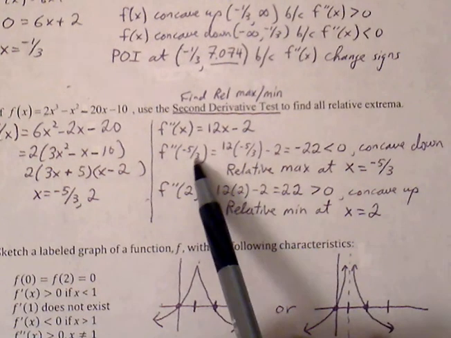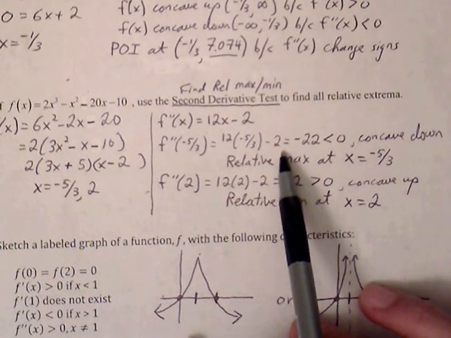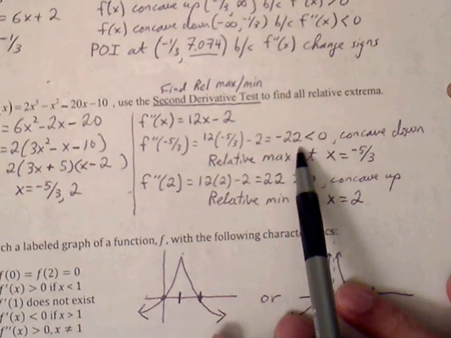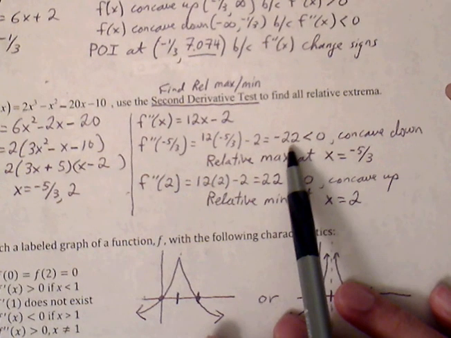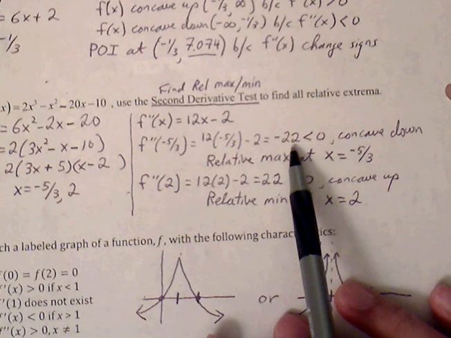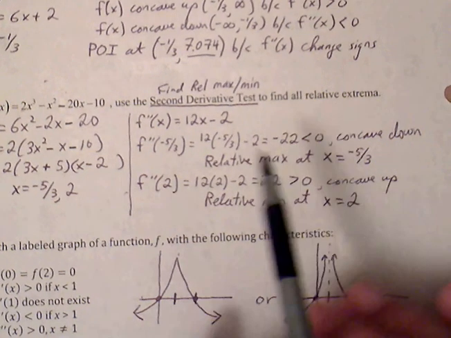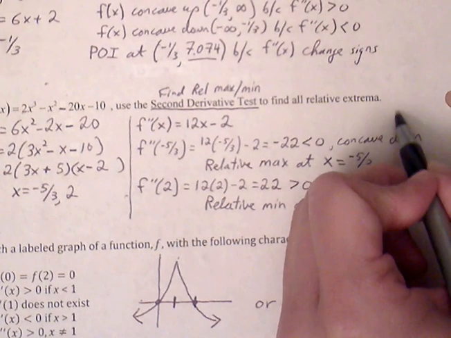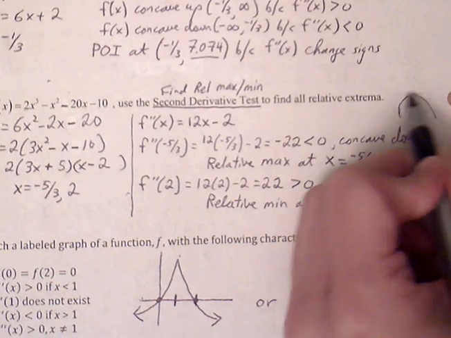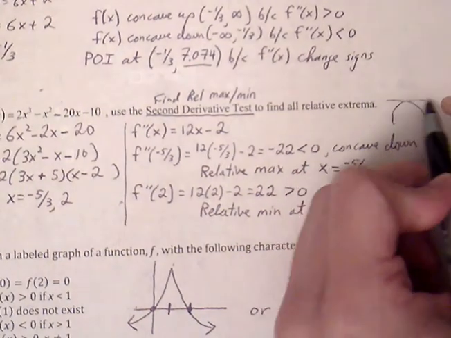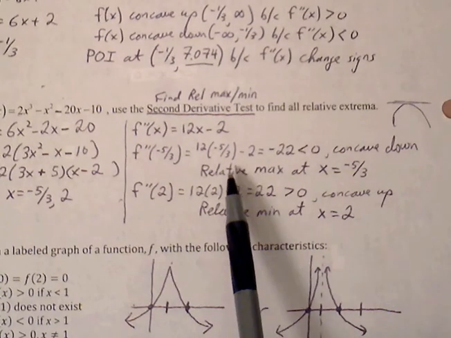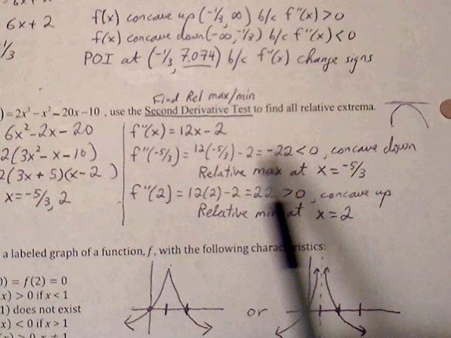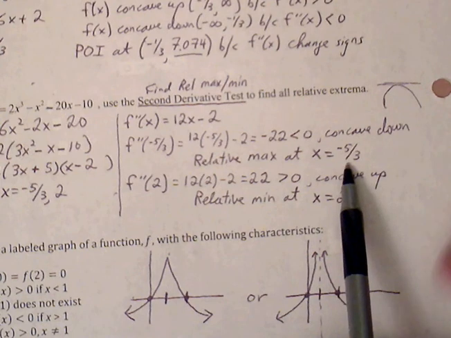So negative 5/3, we plug that in first, and we'll get negative 22. Now, negative 22 means that this portion of the graph is where the graph is concave down. So if you have a slope that is 0 as well as part of a concave down graph, then you're going to be expecting a relative maximum. Okay, so because we have a slope of 0 and concave down, we know that this graph must have a relative maximum at negative 5/3.